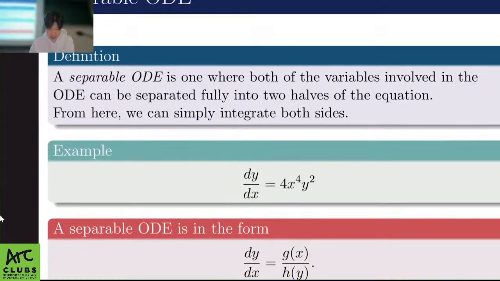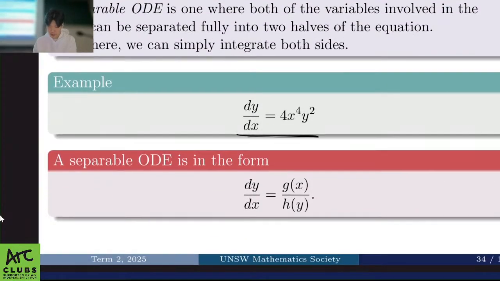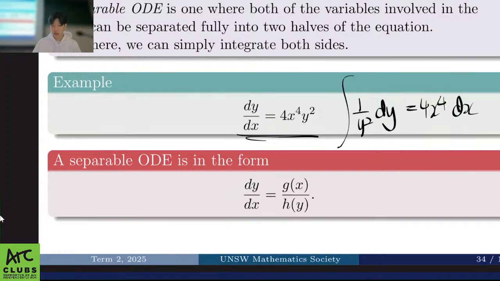So the first and easiest type is called separable. So it's where dy on dx is in the form g of x, h of y, because we can separate it and move the same variables to one side. For example, I can move the y squared to the left, and I can move the x to the power 4 to the right. And then I can integrate both separately. That's why it's called separable.